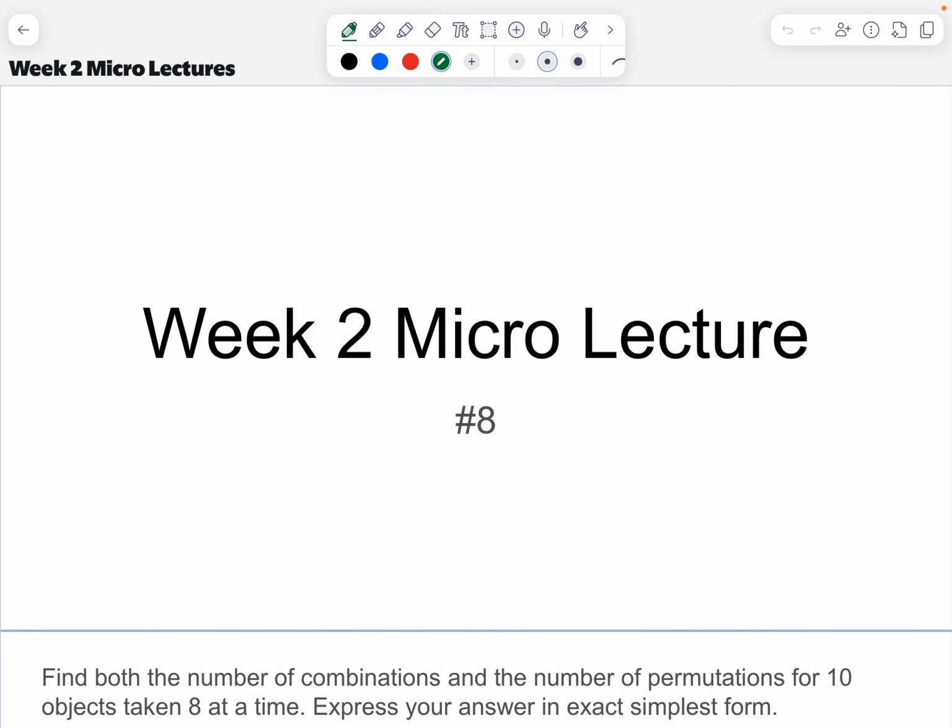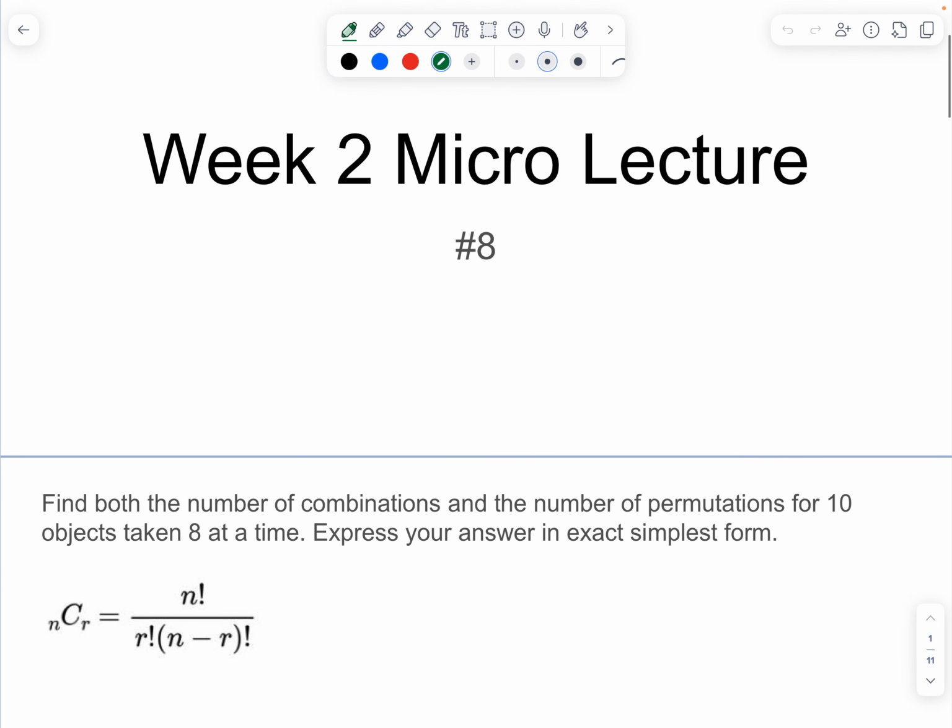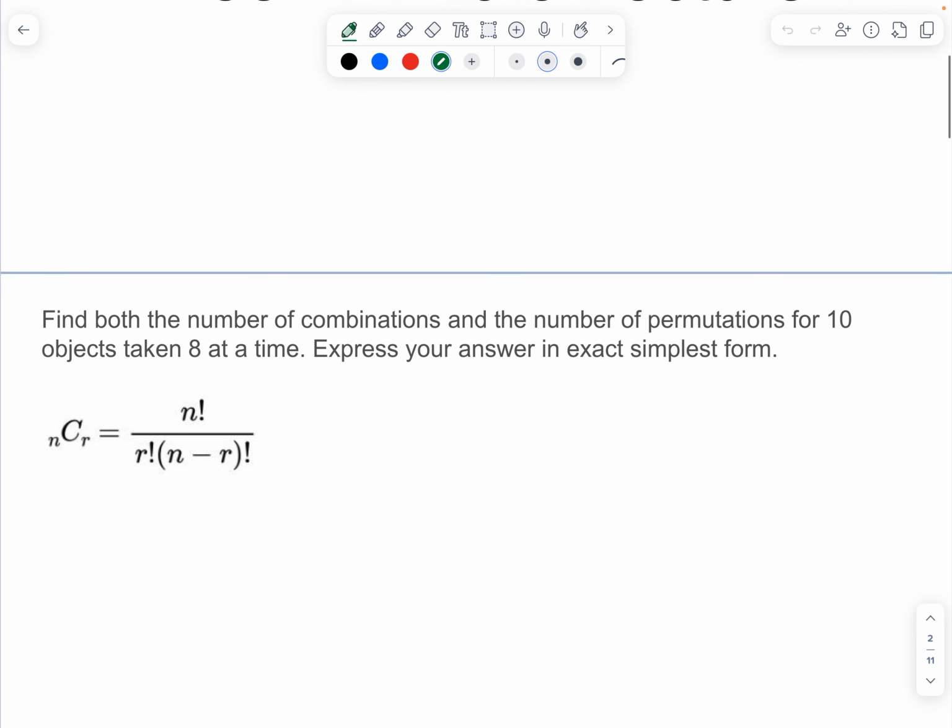Okay, so we're in week 2. We're going to look at what could be potentially similar to your question 8. And it looks like we're deep into combinations and permutations. So for this question, it says, find both the number of combinations and the number of permutations for 10 objects taken 8 at a time. Express your answer in exact, simplest form.